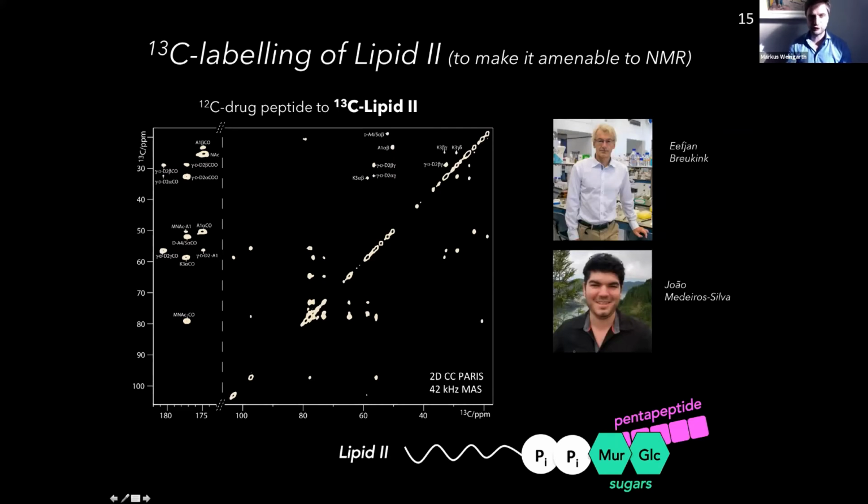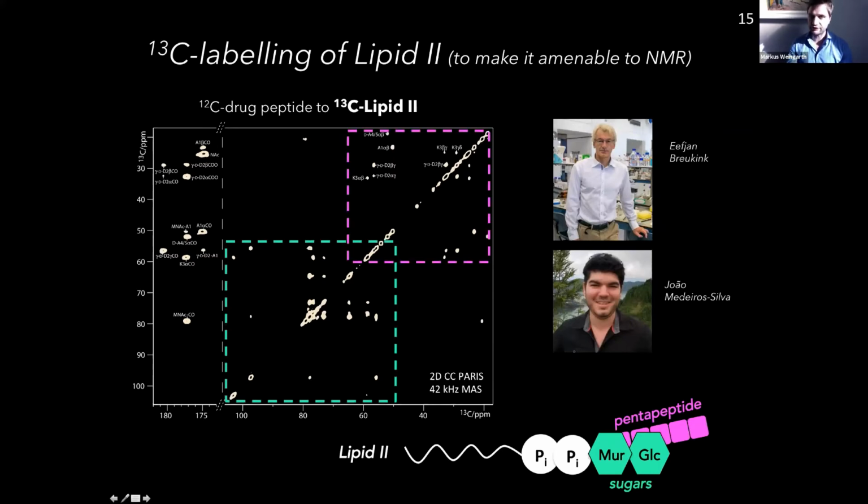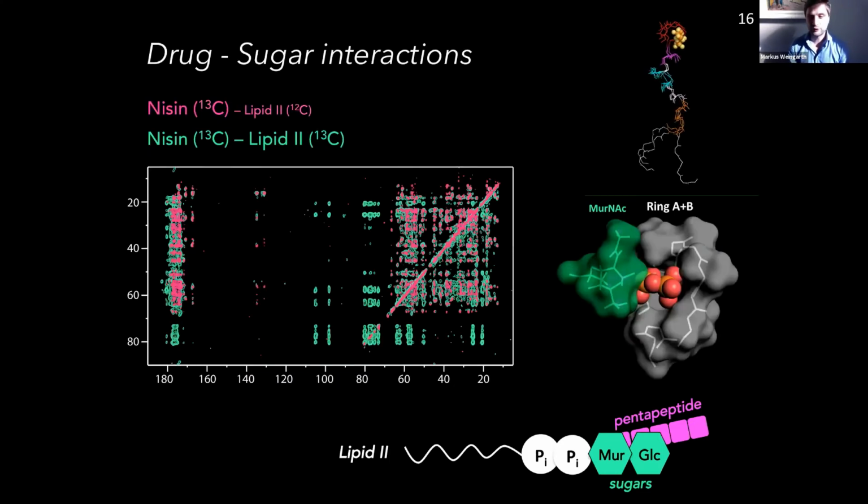You see here a beautifully resolved 2D carbon-carbon spectrum of carbon-labeled lipid 2. These are the sugars and that's lipid 2, so this really works very well. And I want to quickly illustrate on the example of niacin how we can use this to determine the interface. You have here a superposition of 2D carbon-carbon spectra of the niacin lipid 2 complex. In magenta, only niacin was labeled in the complex, and in green, both niacin and lipid 2 were labeled in the complex. And many of these green signals here, without magenta correspondence, provide us with precious information on the interface that we can use for a structure determination.